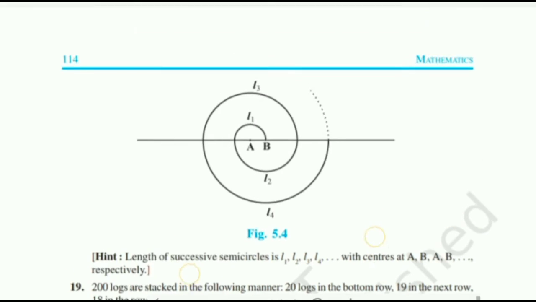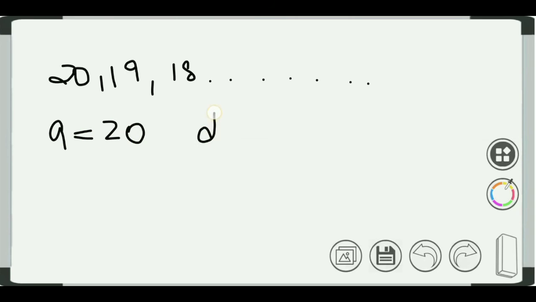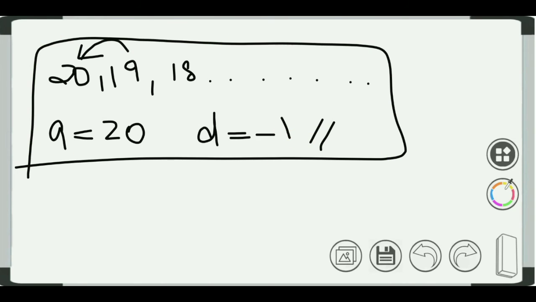So come to the 19th question. 200 logs are stacked in the following manner: 20 logs in the bottom row, 19 in the next row, 18 in the row next to it, and so on. In how many rows are the 200 logs placed and how many logs are there in the top row? You can see here the number of logs in the rows are in the form of AP, because 20, then comes 19, then 18, and so on. So it is in the form of AP with first term a is equal to 20, common difference d is equal to 19 minus 20, which is equal to minus 1. So this is a form of AP, right?